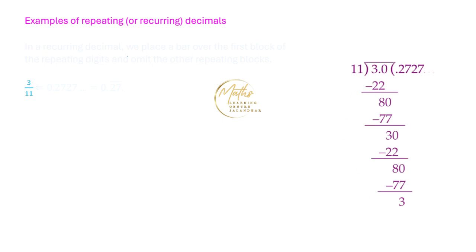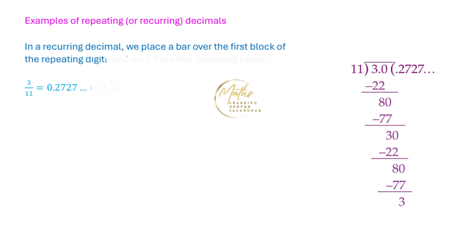It means when we repeat this process again and again, we will again obtain the remainder as 3, as 8, as 3 and 8. So we are saying that the quotient has the repeating block 2 7 2 7 and so on. So 3 by 11, we can write its value as 0.2727 and so on. And it is important to note over here that in recurring decimals, we place a bar over the first block of the repeating digits and omit the other repeating blocks.